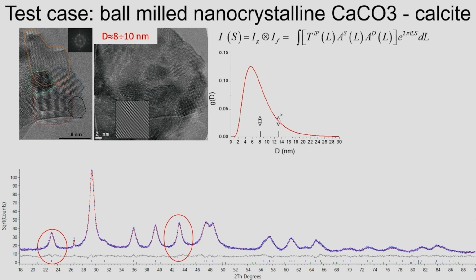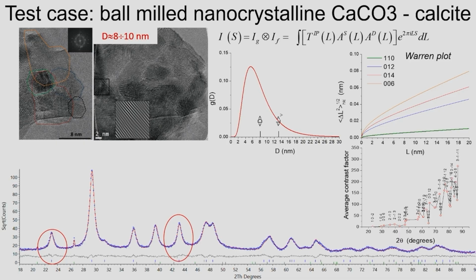What about the microstrain? This is interesting because it's not cubic, okay? And calcite is heavily anisotropic, optically anisotropic, elastically anisotropic. So this is the Warren plot and the anisotropy factor. This one is how this contrast factor changes with the 2 theta angle with Miller indices. And these are the Warren plots along the different directions. So if you look at the color, you see that the 006 direction is much softer than the 012 direction, for example. So you can have this kind of information.